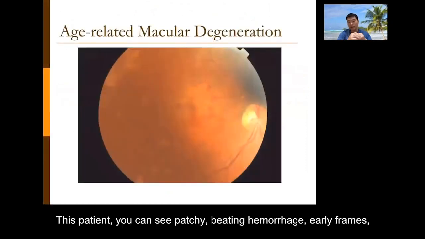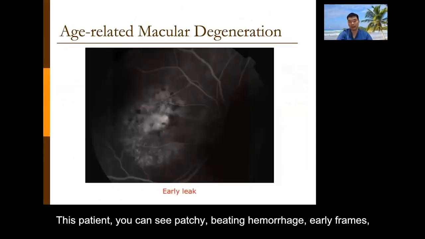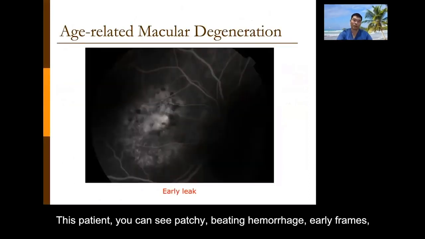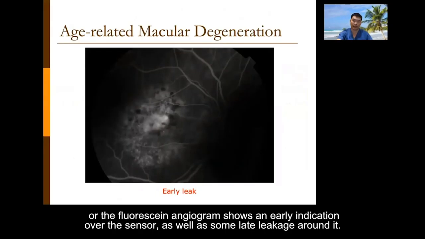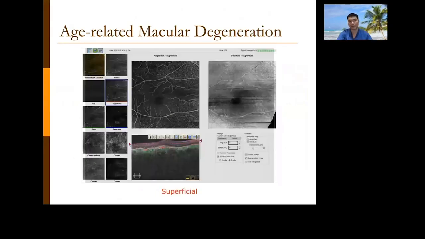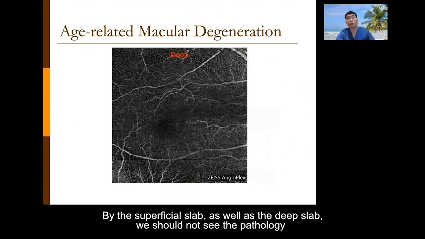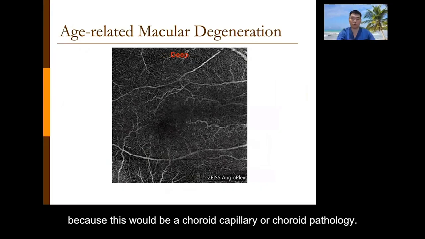This patient, you can see a posterior pole photo showing patchy subretinal bleeding hemorrhages. Early frames of the fluorescein angiogram show an early leakage over the center, as well as some stippling and late leakage around it. Here, if we apply the superficial slab as well as a deep slab, we should not see the pathology because this would be a choriocapillary or choroidal pathology.